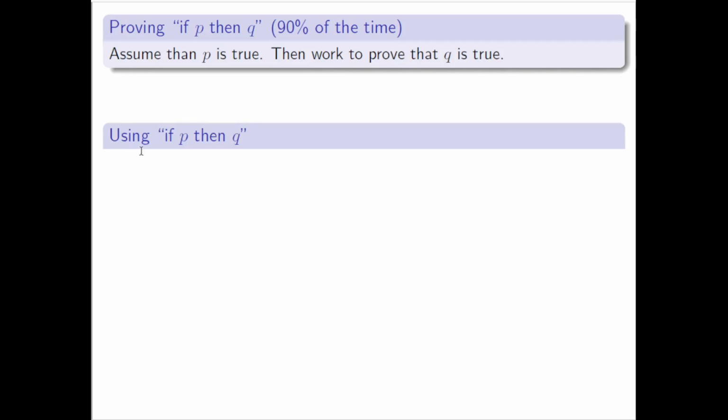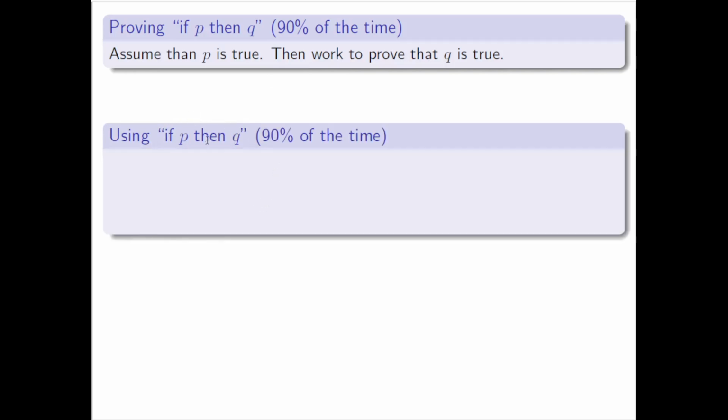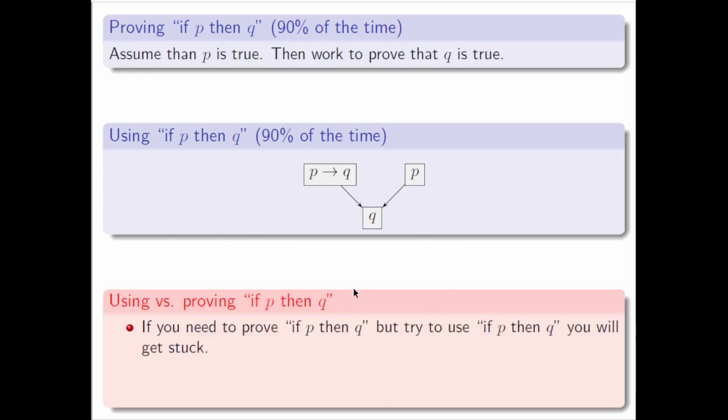Now, how do you use if P then Q? Again, this is not what happens all the time, but most of the time this is what you do. This is summarized visually in this format. So if P then Q is true, and you also know that P is true, then you can combine both of these things together. So this if P then Q combined with just P, if you know P is true, the two things combine so that you can conclude that Q is true. Now this isn't always done, but that's what happens most of the time.